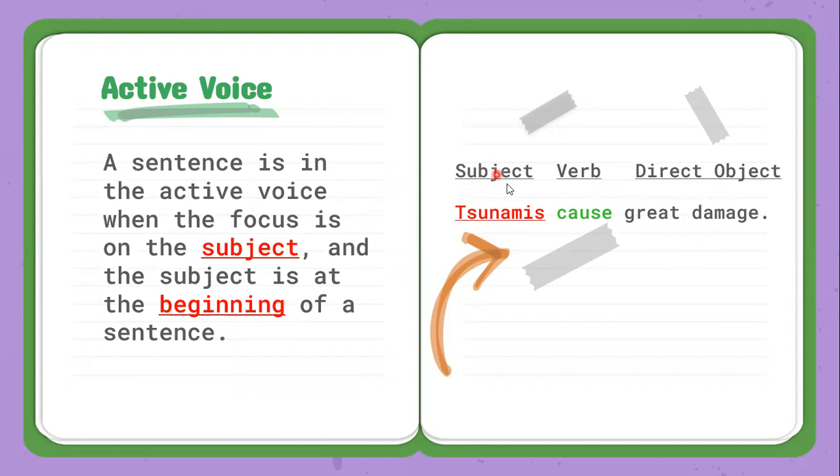So the subject, which is tsunami, is presented at the very beginning of the sentence. So in this sentence, they're focusing on the subject, which is the subject that did this action. So this sentence is written in the active voice. So again, a sentence is in the active voice when the focus is on the subject and the subject is at the beginning of the sentence.